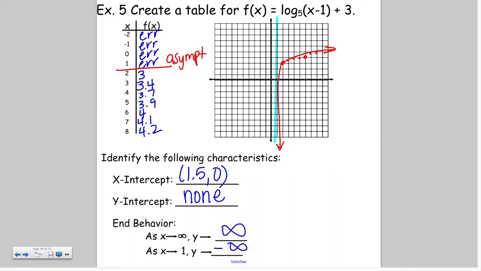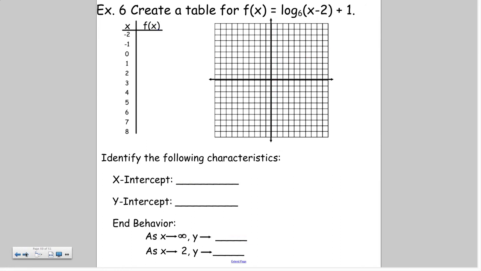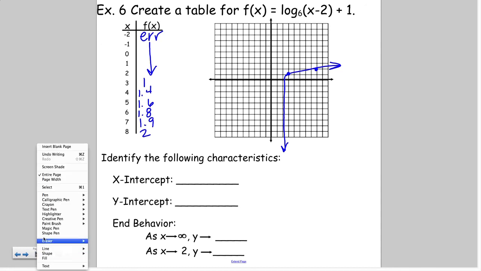Okay? Last example. This time we've got errors all the way down to 2. And again, I'm just rounding to the nearest tenth for my t-chart. And I'm just going to fill in. And my last error comes at 2. So my asymptote is going to be at 2, and that's where my graph starts shooting straight down.